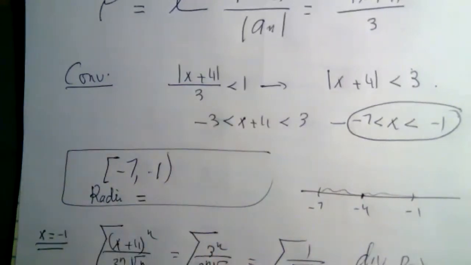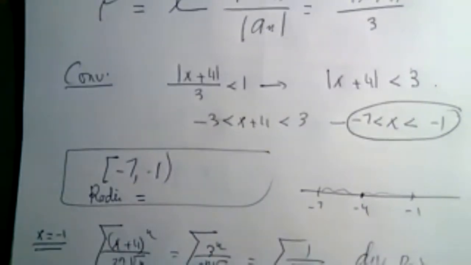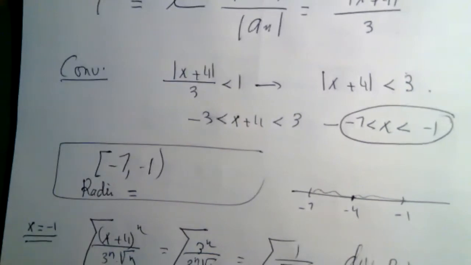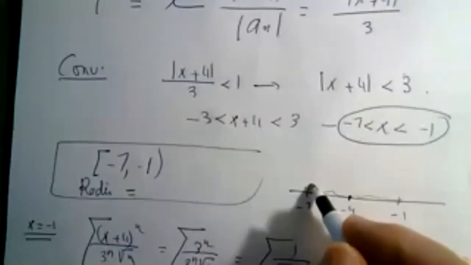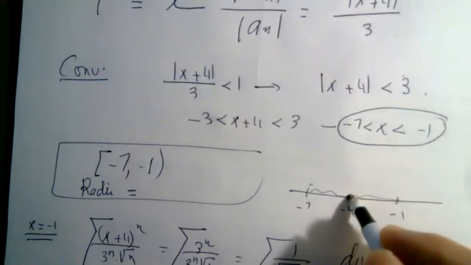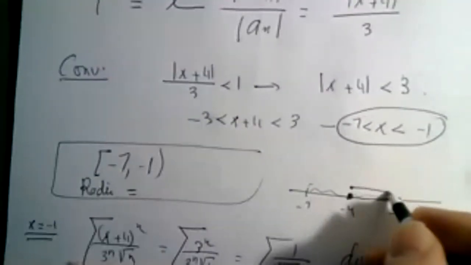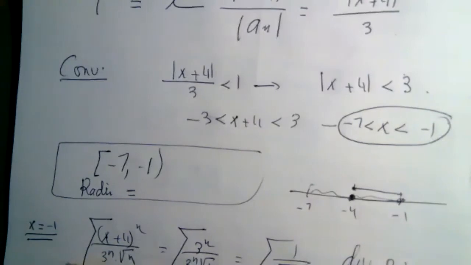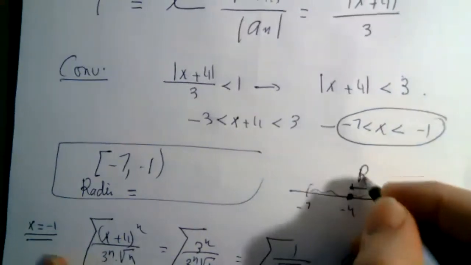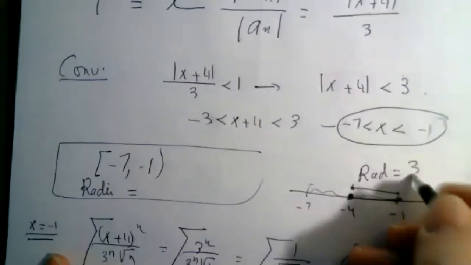I got a lot of bizarre answers for the radius. The radius is just a positive number. It's a length. It's the length from the center to the endpoint. So the radius cannot be negative, and I saw a lot of negative radiuses. It's how much you have from the center of your interval to the endpoint. And that's the radius, which is equal to 3.